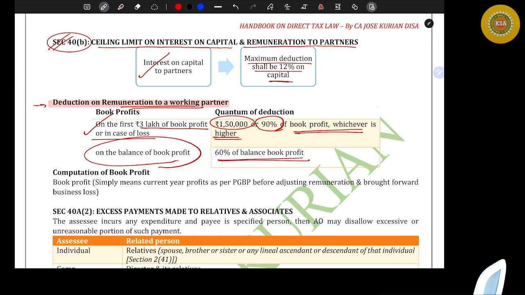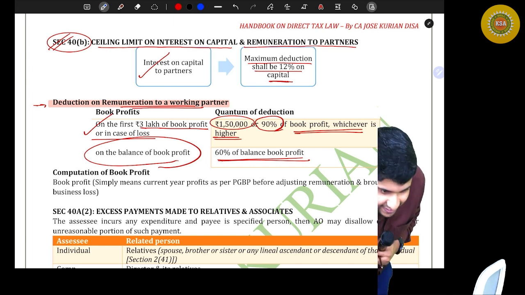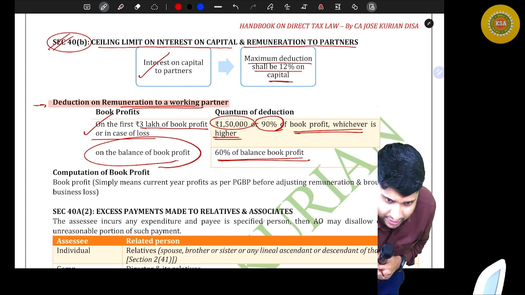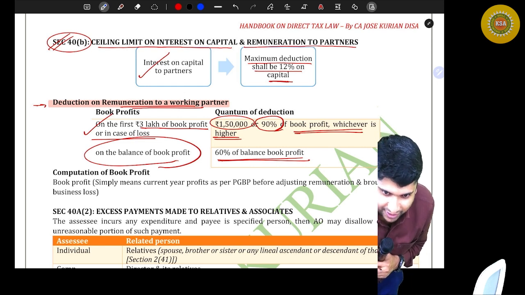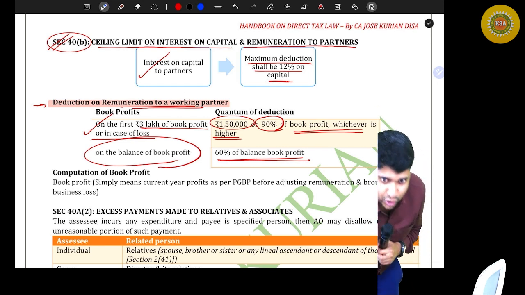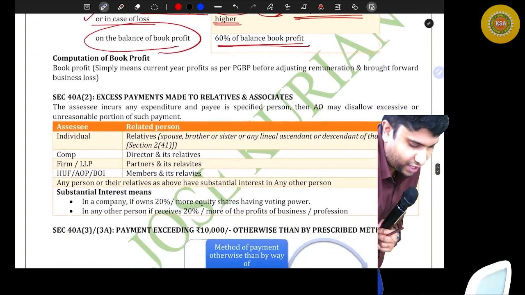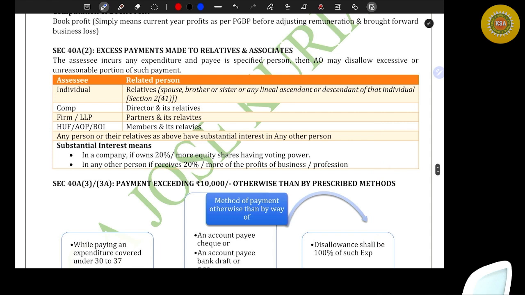Okay, yes. Remuneration to partner: actual remuneration paid or remuneration as per section 40B, whichever is lower. Yes. If your actual amount is more than the ceiling limit, then you will get the ceiling. If your actual amount is less than the ceiling, then the actual amount. So we can say whichever is less. Are you all with me? Yes, we have already completed 40B. So we are moving on to 40A(2), 40A(3), 43B, done.